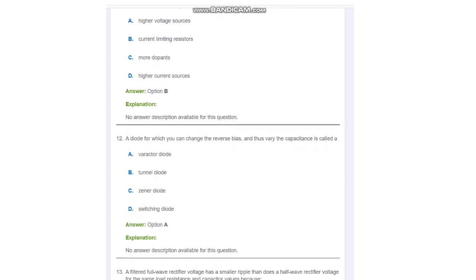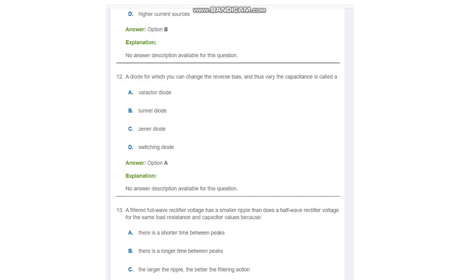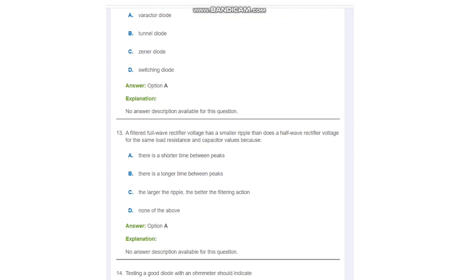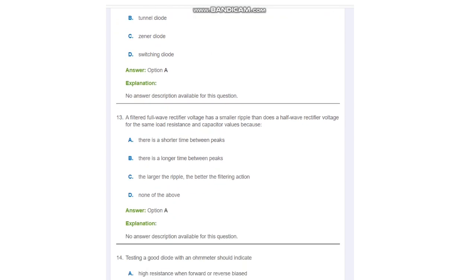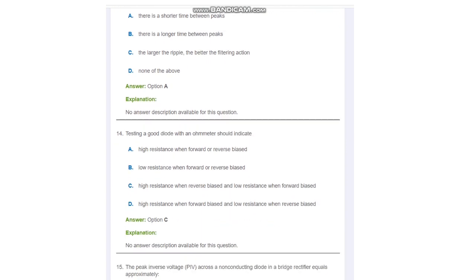Then question number 12: a diode for which you can change the reverse bias and thus vary capacitance. It is called a varactor diode, that is A is the answer. A filtered full wave rectifier voltage has a smaller ripple than does a half wave rectifier voltage for the same load resistance and capacitor value because there is a shorter time between peaks. That is A is the answer.